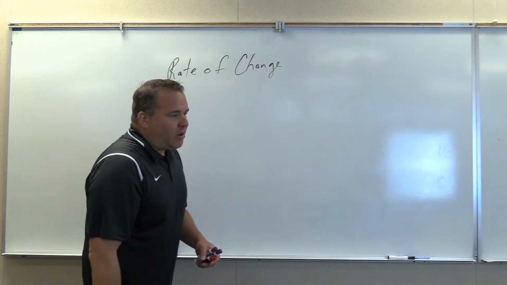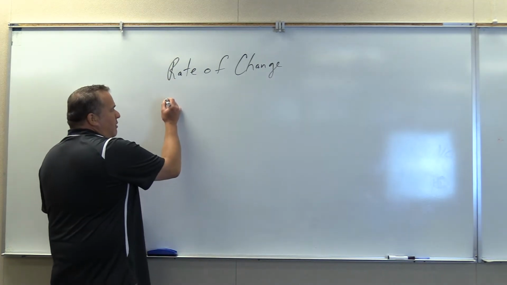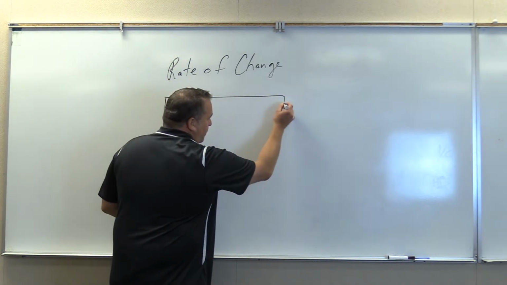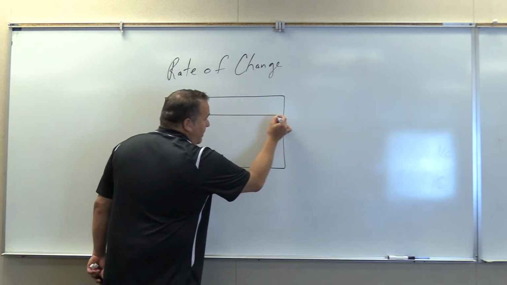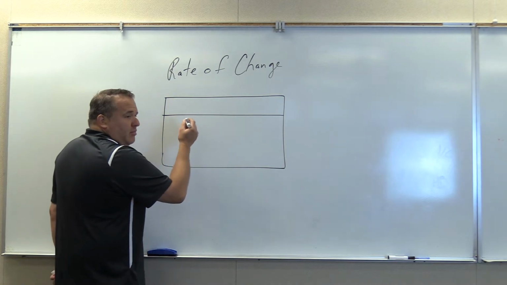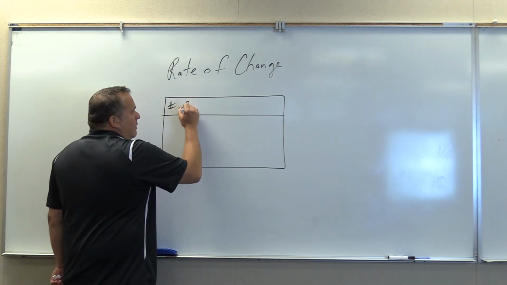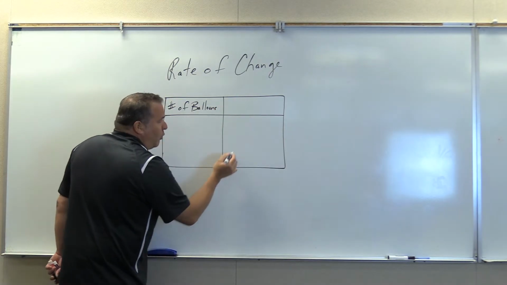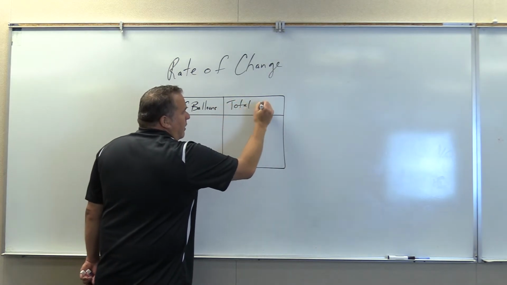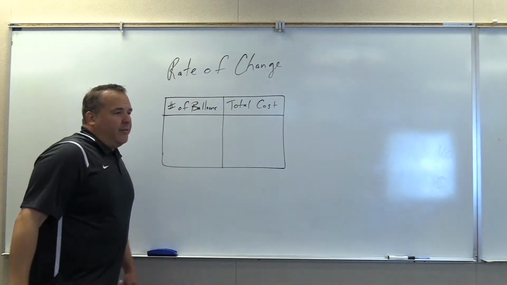Now let's take a look at a chart here. Look at this. Now what if we had a problem look like this? Look at this. Here's a nice little chart here I'm going to draw. Okay? It should be on your worksheet already there, so you don't have to write it. But it's going to be, what is it, number of balloons, and then it's going to be something like total cost, I think.